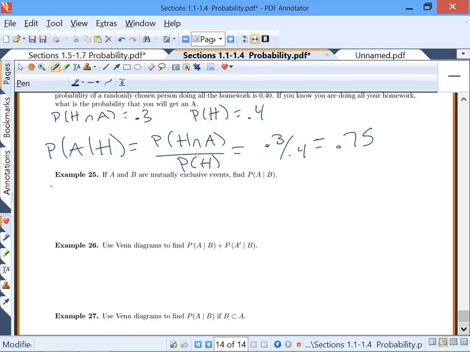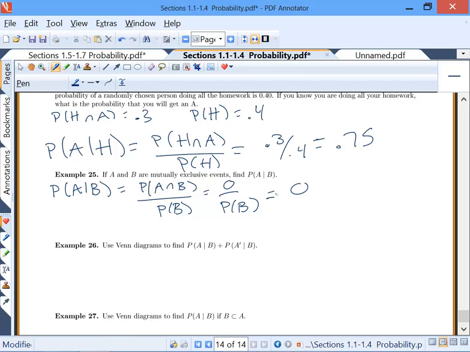So let's start by writing down the conditional probability formula. If we want A given B, the formula is the probability of A intersect B over the probability of B. Now, if they are mutually exclusive, what do we know about the probability of the intersection? It has to be 0. So 0 divided by anything is 0. Why does this make sense logically?